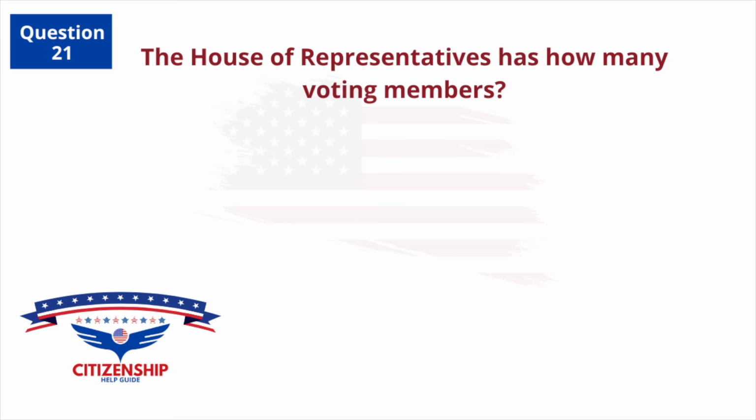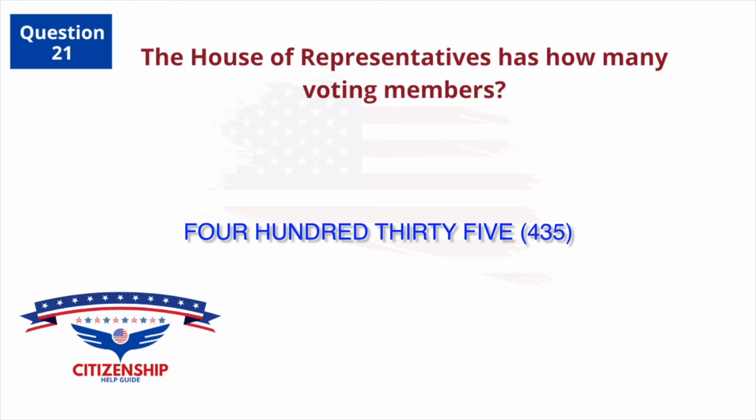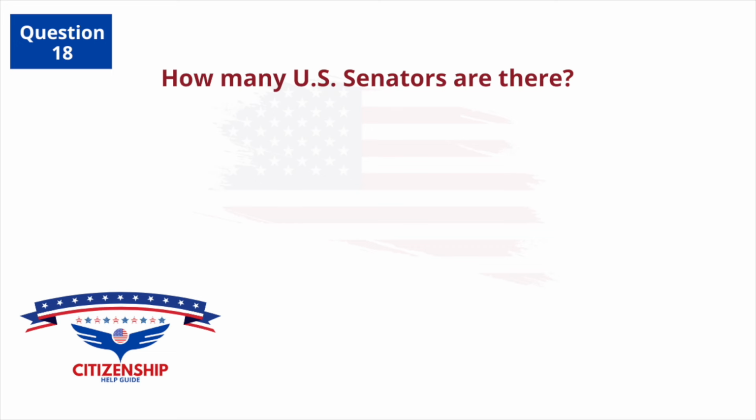The House of Representatives has how many voting members? 435. How many U.S. senators are there? 100.